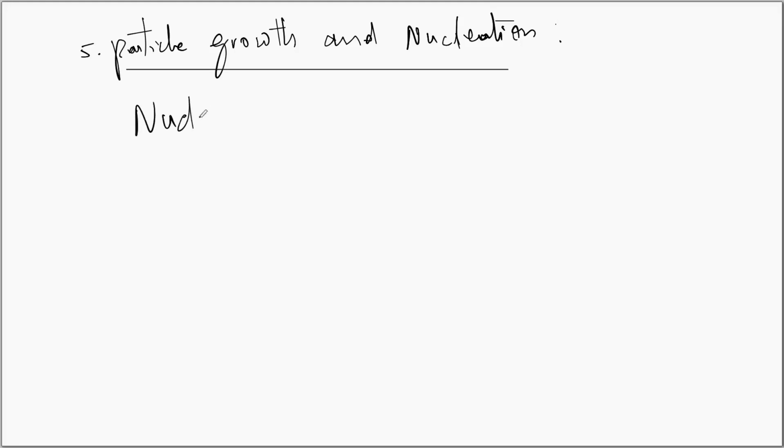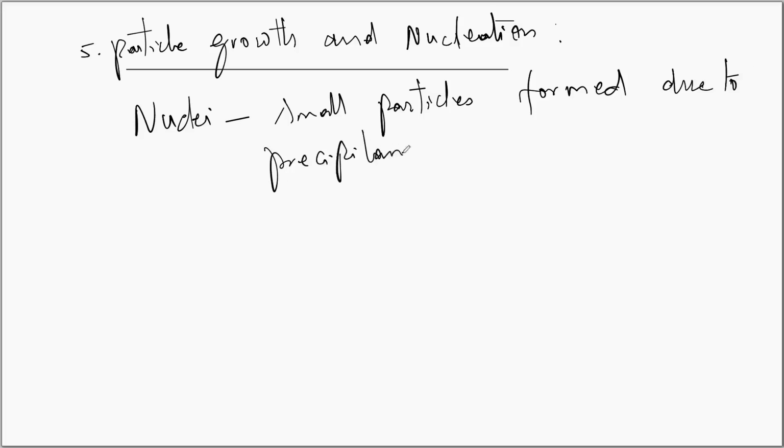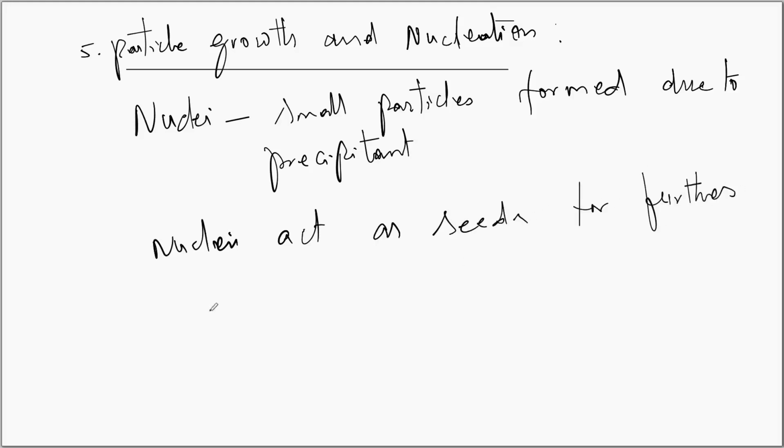Particle growth and nucleation. So precipitant, when you add, it causes the nuclei. What are nuclei? These are the small particles formed due to the precipitant addition. These nuclei act as seeds for further particle growth. The growth and the nucleation process can be influenced by various factors such as the concentration of the precursor and the precipitant, temperature, reaction kinetics.